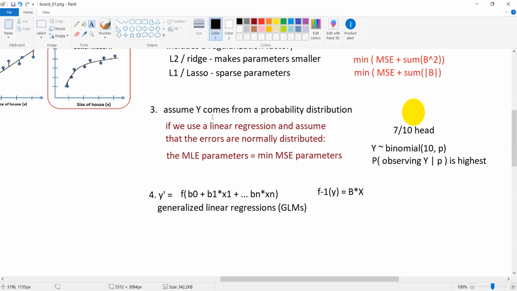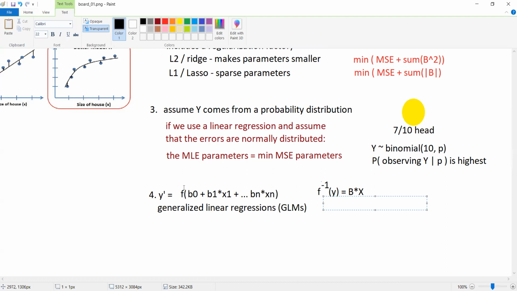So you guys know about inverse functions? Yeah. So let's say the f was e to the power of, so the inverse is the logarithm. So the log of y can be the b's times the x's, or the y can be e to the power of that. So that's what it is. And this function, the inverse function, is called the link function. But usually we talk about not the link function, but the inverse of the link. Okay, I'm gonna write this small.